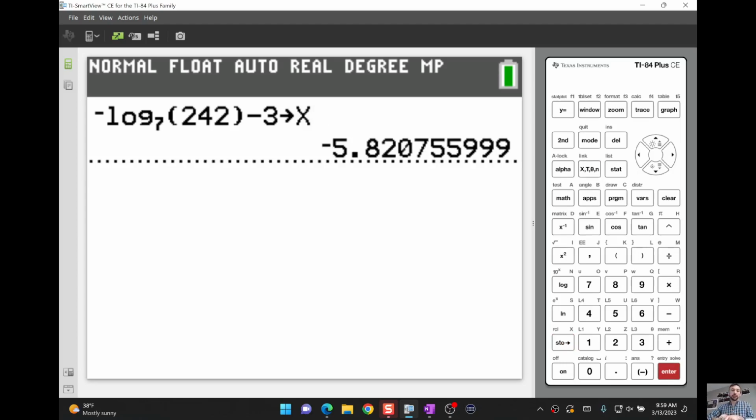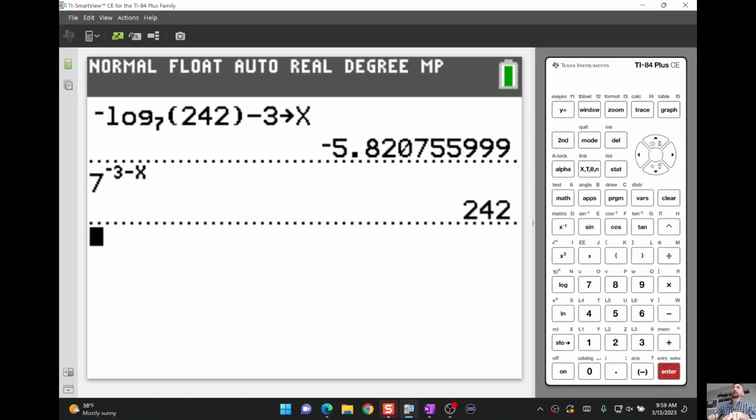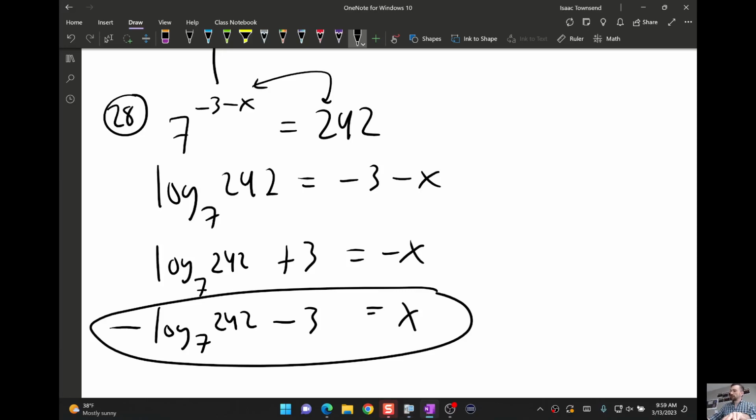So here's what I think the answer is to 28, but it's supposed to make 7 to the negative 3 minus x. It's supposed to make it 242, and it did. So then now I know for sure it's perfectly fine, even though the answer looks pretty weird.